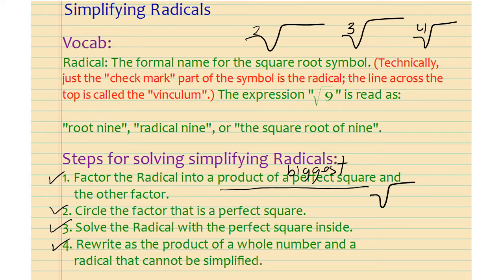For example, we started with the square root of 20. What is the biggest perfect square that goes into 20? That would be 4. So I'm going to write that as the square root of 4 times the square root of 5. Do I know what the square root of 4 is? I do. It is 2. Do I know what the square root of 5 is? I do not. It will stay inside the radical. That is a simplified radical.